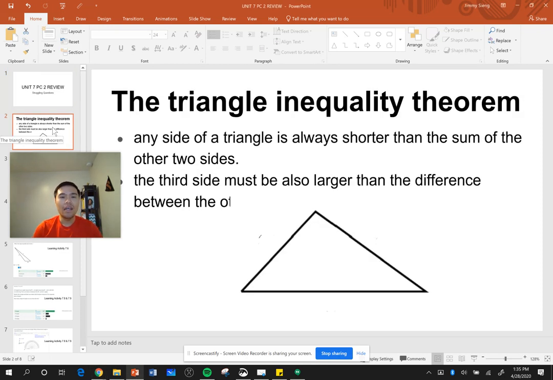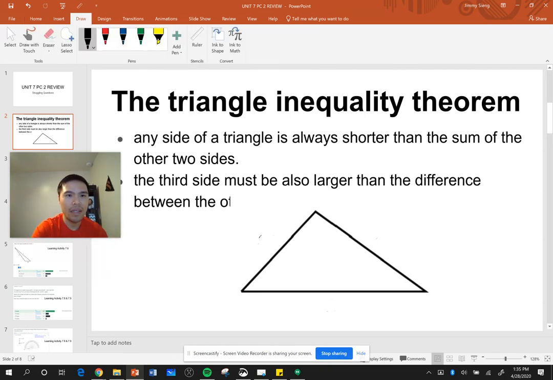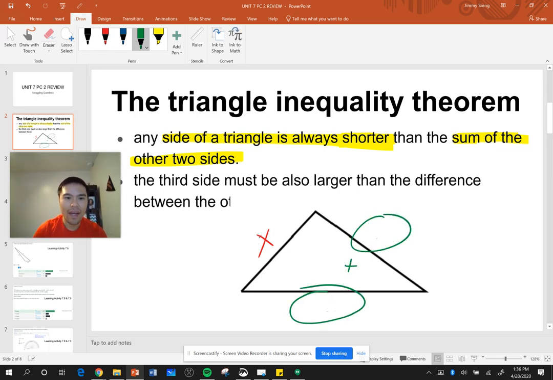All right. So we first need to understand the triangle inequality theorem. Basically what that says is any side of a triangle is always shorter than the sum of the other two sides. Okay, so we're just going to highlight that. So any side of a triangle is always shorter than the sum of the two other sides, all right? So basically what that's saying is this side right here, we'll call it x, is always going to be smaller than these two added together, all right?